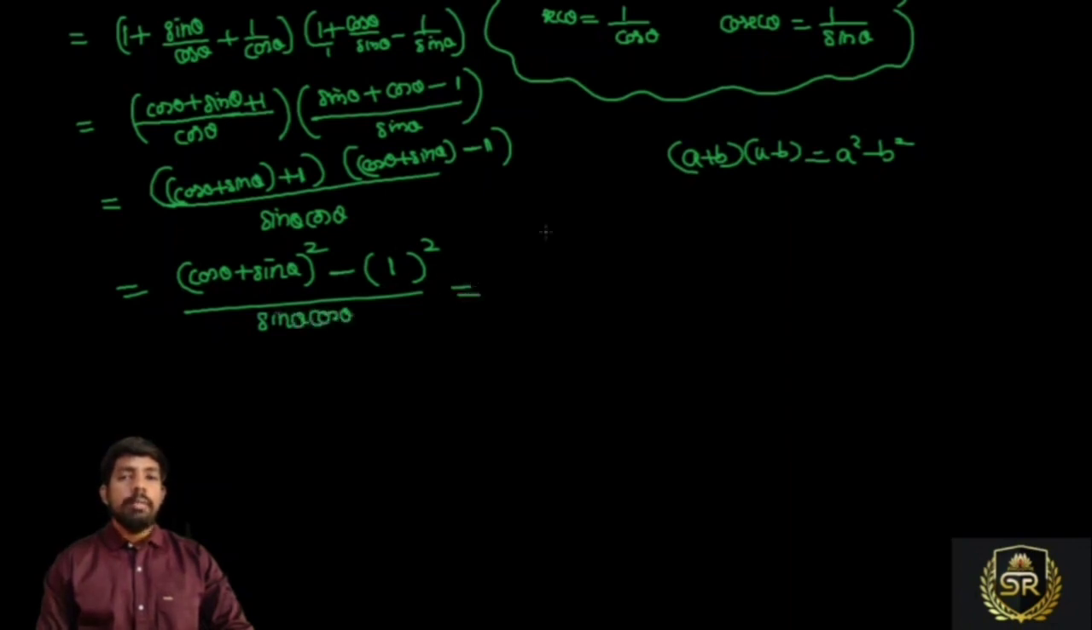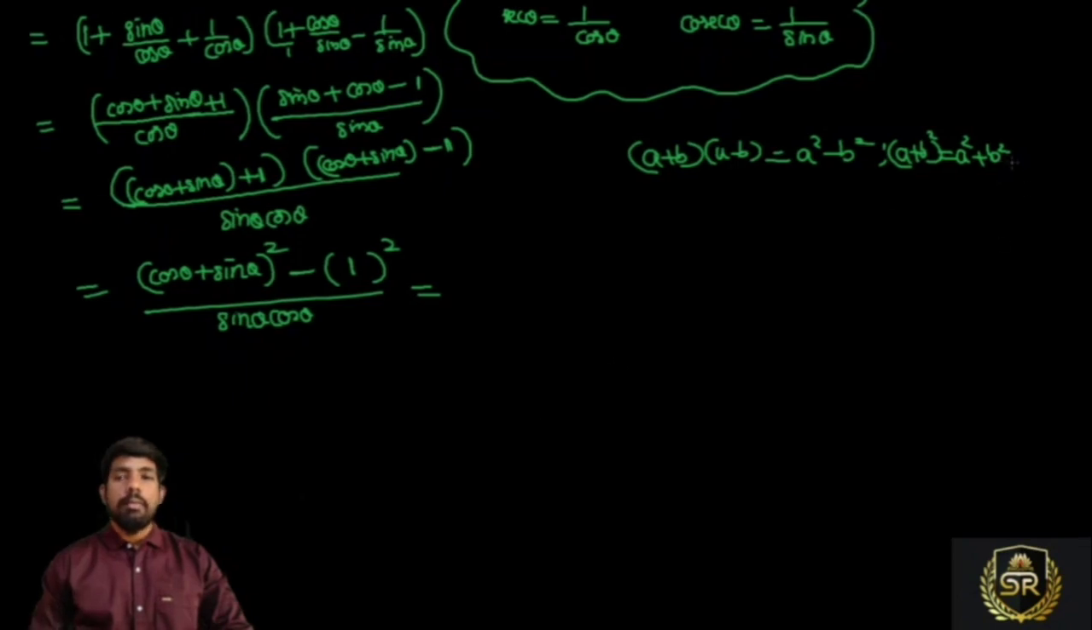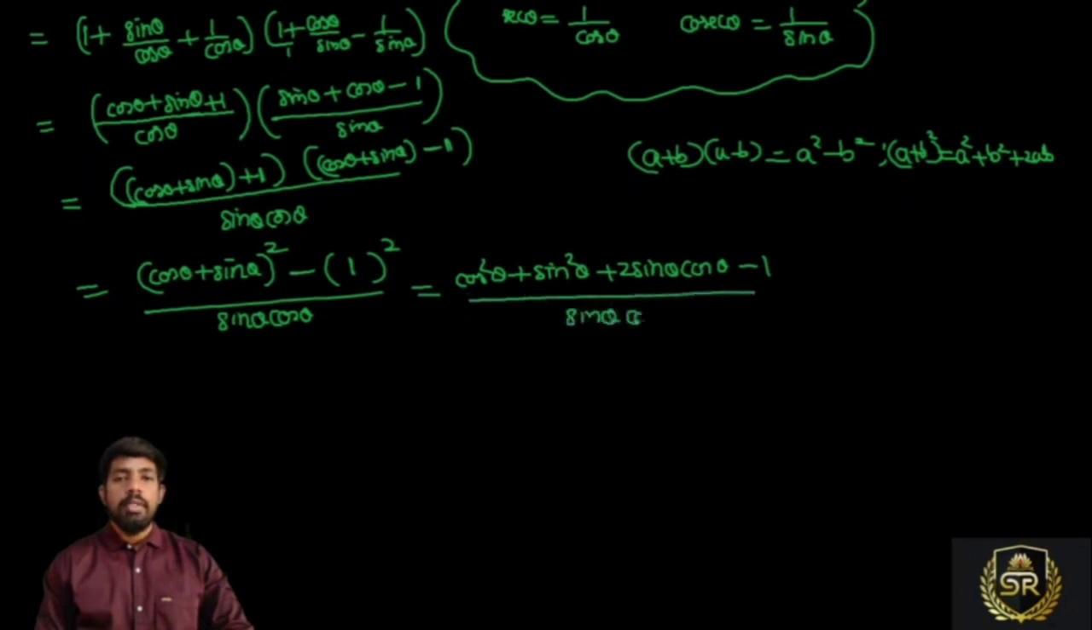From here, the a plus b whole square formula: a square plus b square plus 2ab. So I am writing this. A square means cos square plus sin square plus 2 sin theta cos theta minus 1 by sin theta into cos theta.